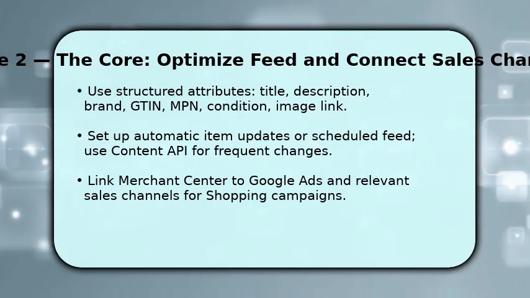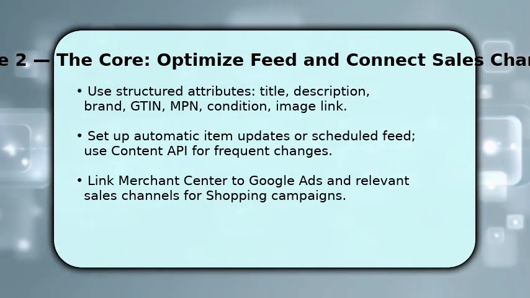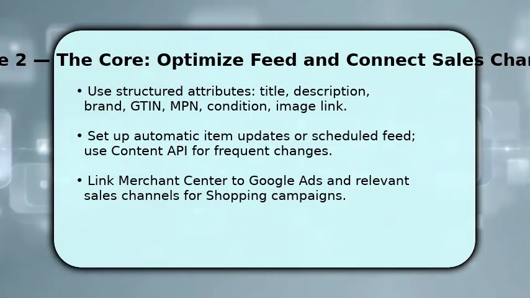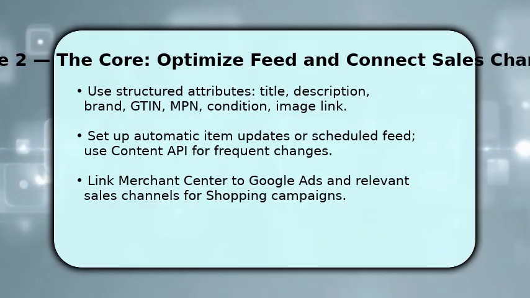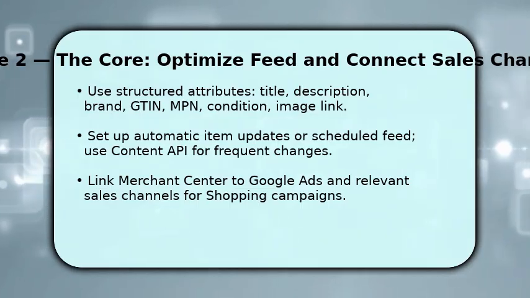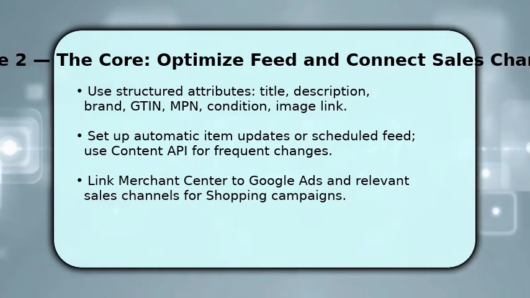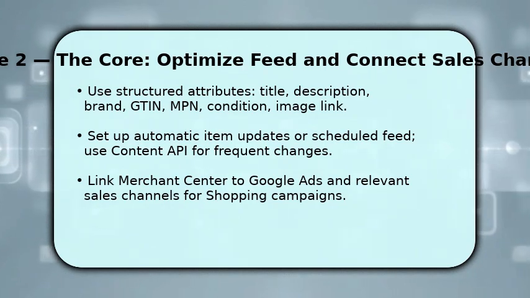Then choose a feed delivery method: scheduled uploads, a hosted feed, or the Content API for rapid changes. Make sure to link Merchant Center to Google Ads and any supported sales channels to enable shopping campaigns. Also, configure tax and shipping settings so final prices match the landing page.